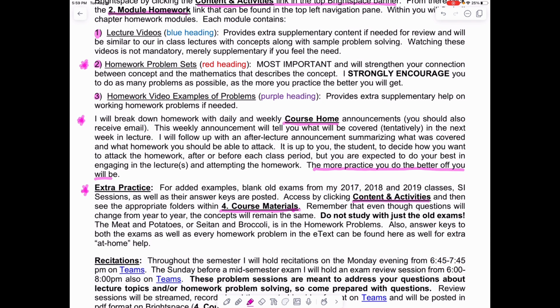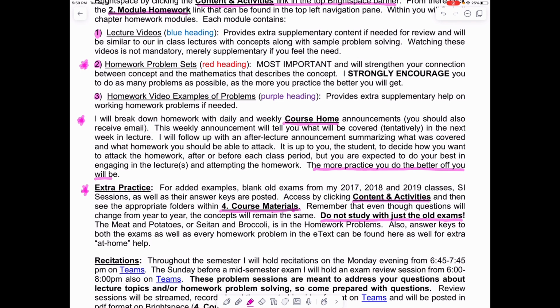But I stress not to study just the old exams. There are many ways to ask these questions, and one year I asked certain questions in a certain way. In 2018, even though the concepts are the same, the questions are different. In 2019, again, the concepts are the same, but the questions are different. So realize that these are just extra practice venues and not something to solely rely on in your studying.